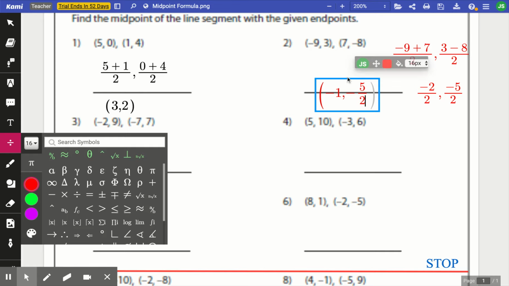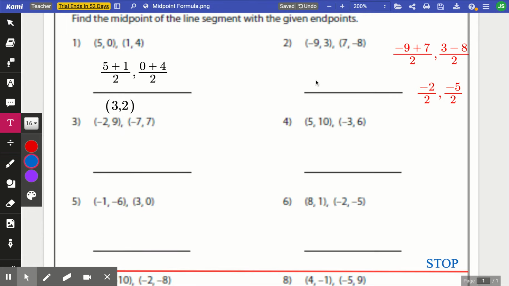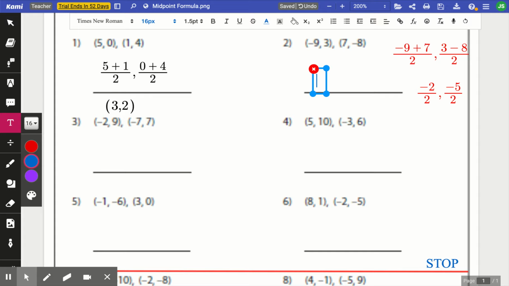Oh, and that's kind of in a bad place because I can't really see the negatives there, and I can't really move these very well. So I'm just going to do this in a regular text box. There's nothing I need the symbols for here. So negative 1 and negative 5 halves. I can do it by fractions like that. That's fine. Okay, so negative 1, negative 5 halves. If you would prefer to see that as a negative 2.5, that's fine with me.